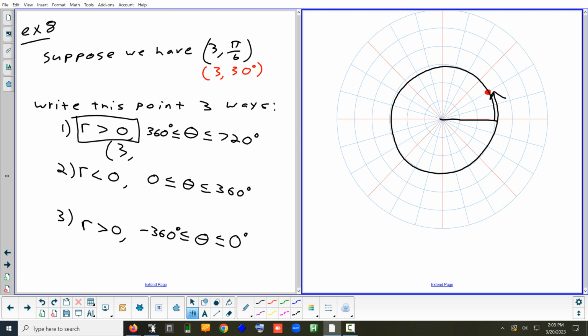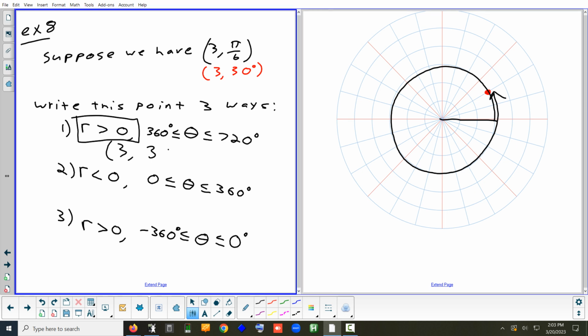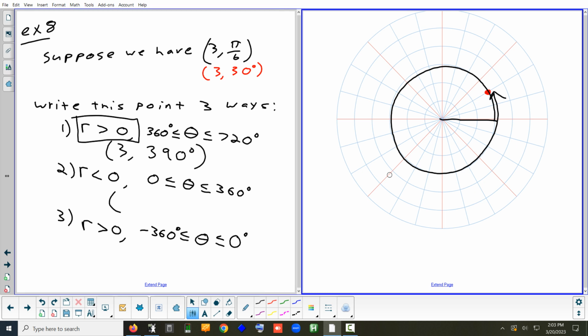And describe what that angle is. It's more than 360, but it's less than 720. How much is that angle? 390. So there's your first one. 3 comma 390. Would we normally want to write an answer bigger than 360? No, not normally. But in this case, they asked us to do it.